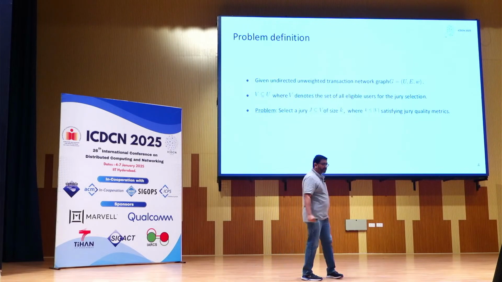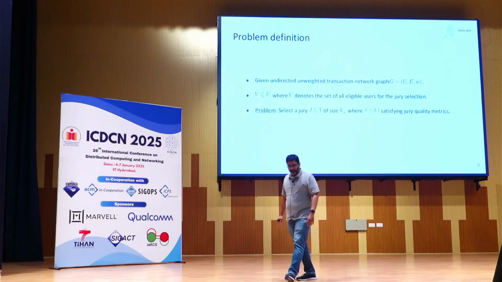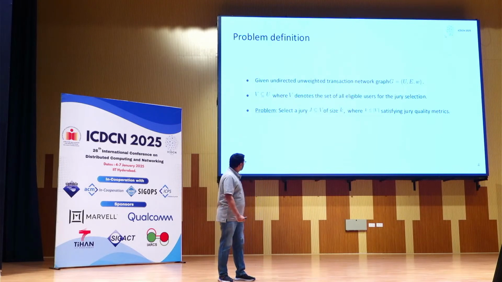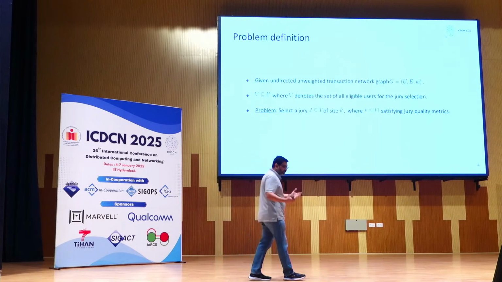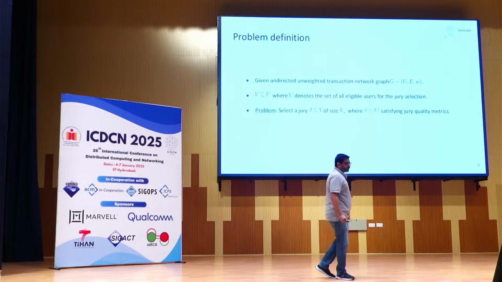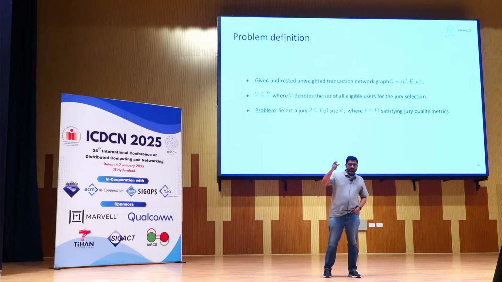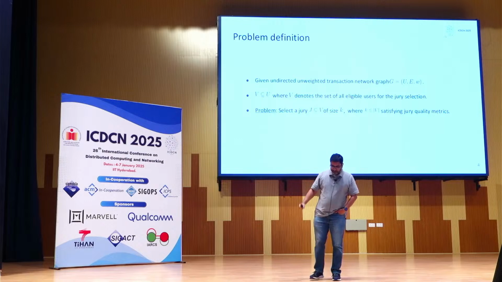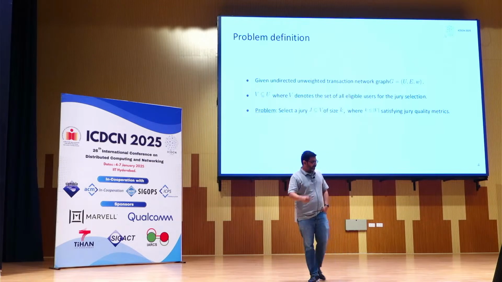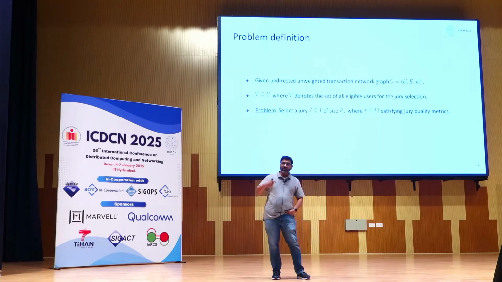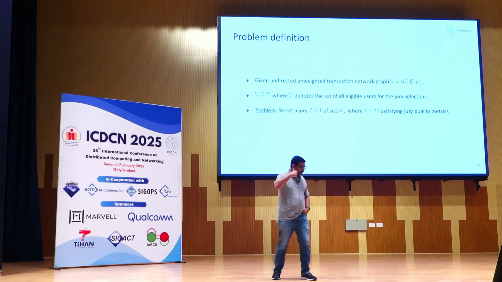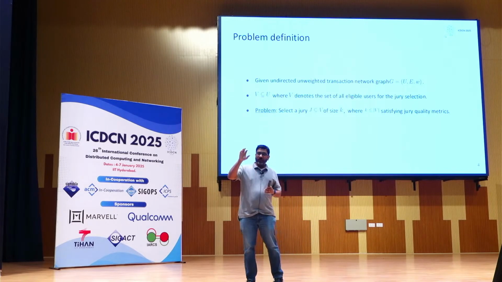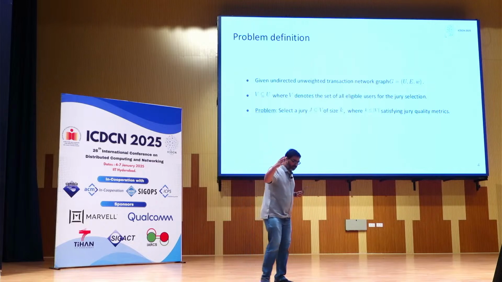So we formalized this problem in the following way. Let's say you're given a graph. This is the transaction network, and out of the set of all vertices in this graph, some of them are now eligible to be jury members. That's set B. And every time there's a dispute, and one thing to keep in mind is that this is not a one-shot problem.